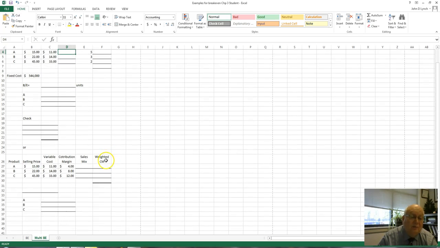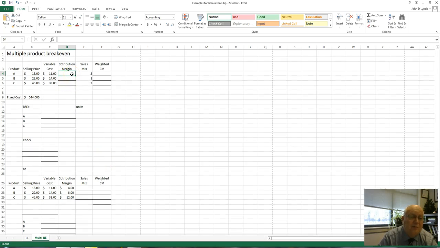And we're going to actually do this one of two ways. The first one I think is straightforward. We have three products, A, B, and C. The sales prices are 15, 22, and 45 respectively, and variable costs are 11, 14, and 33. Remember, to get the contribution margin, you simply take the $15 and subtract off the variable costs, and that will give you $4. And then you just copy that down, and so you have 4, 8, and 12 as your contribution margin. The sales mix here will be given to you in some format.